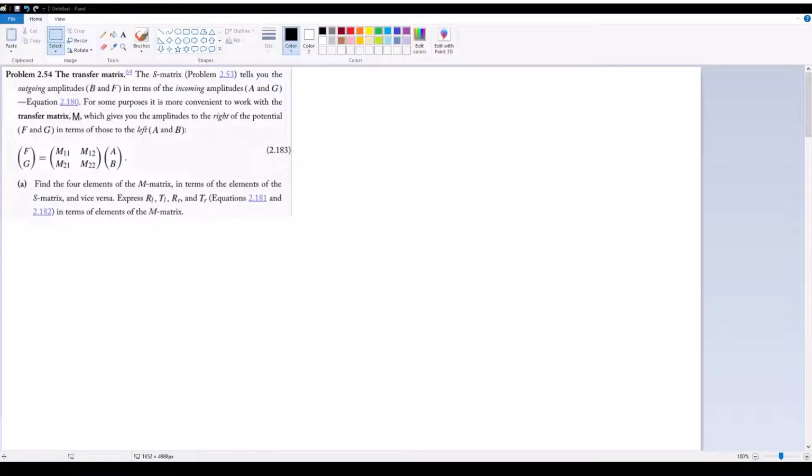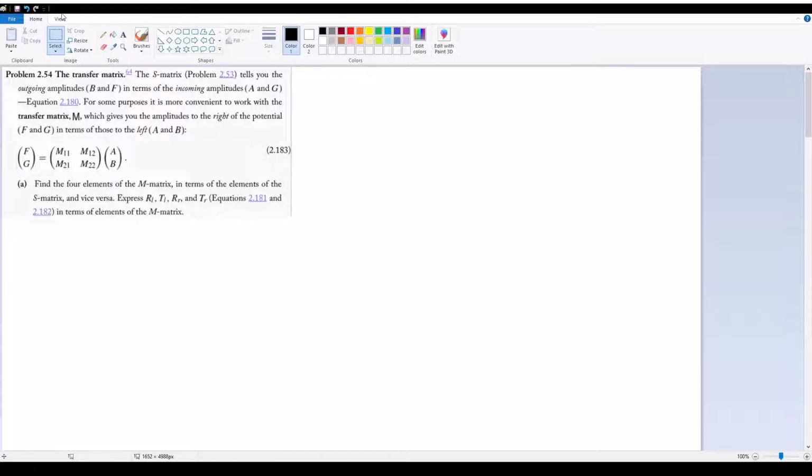Okay, 2.54 gives us the transfer matrix, which is exactly the same as the scattering matrix from 2.53, with the only difference being that instead of being in terms of B and F and A and G, this one's in terms of F and G and expresses in terms of A and B. So in part A, our first goal is to rewrite this transfer matrix M in terms of the elements of the scattering matrix S.